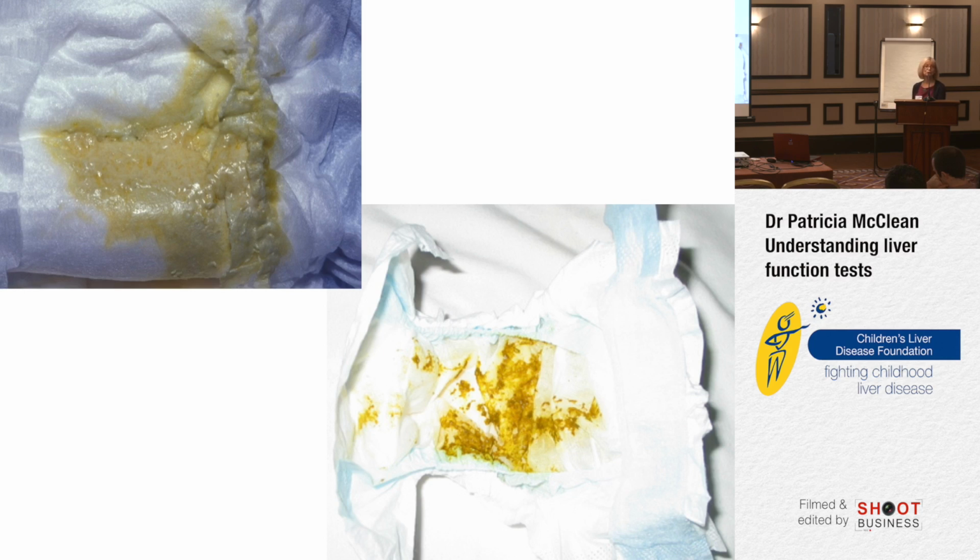And that's just to prove what poo can look like. It's well, we've had our lunch. So this is normal coloured poo, and we say it should really be the colour of English mustard. And this is obviously paler.